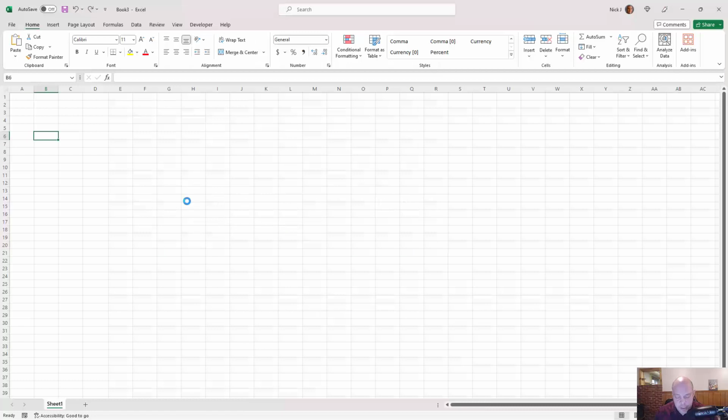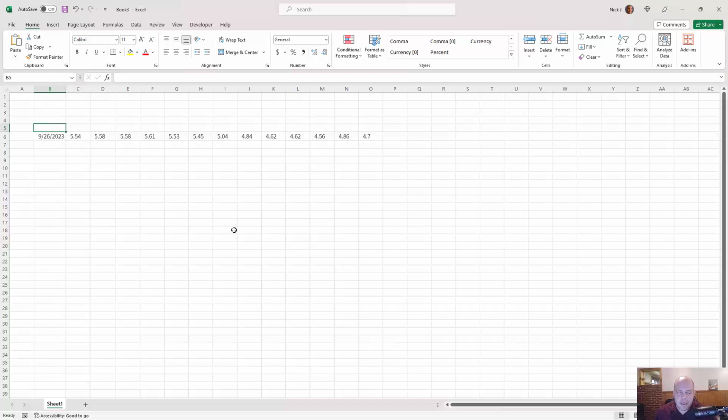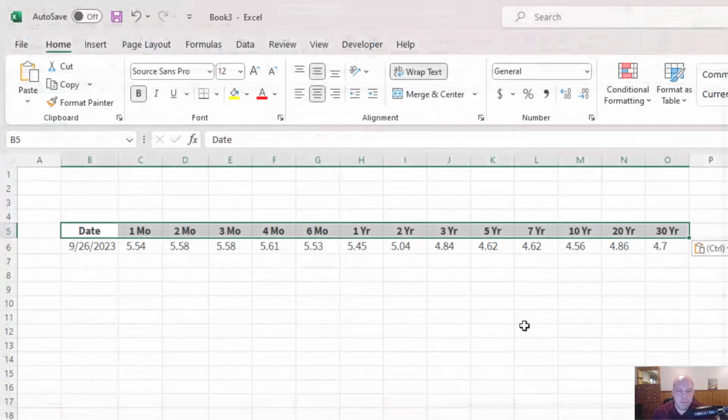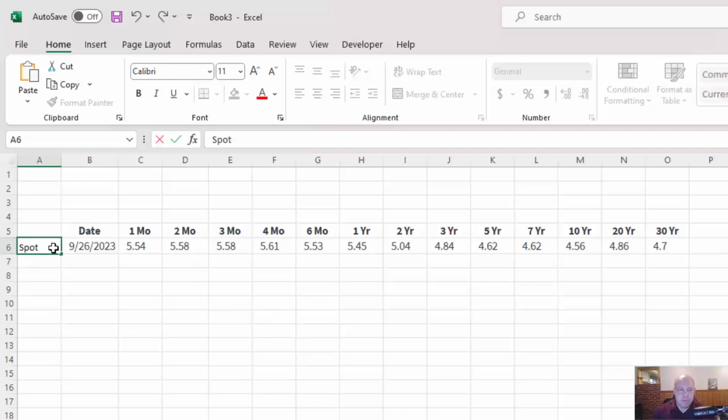So Control C, Control V puts it into Excel. And let me expand B. Oh, let me go back and copy the headers for these columns as well. There we go. So now we have actual data on, we'll call these the spot rates.